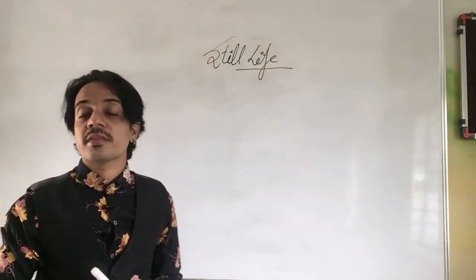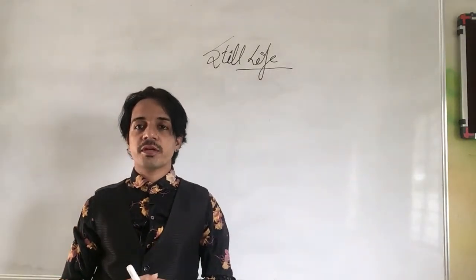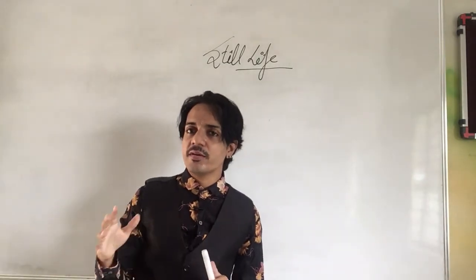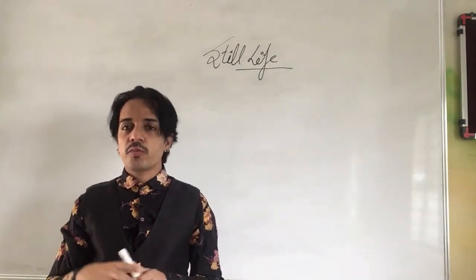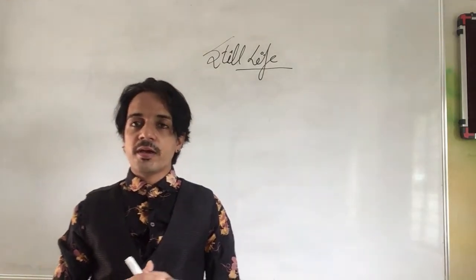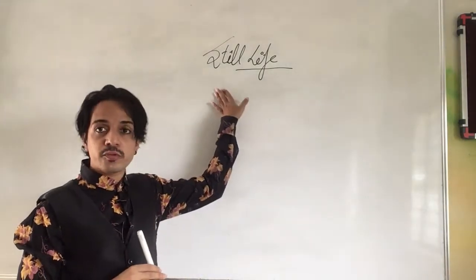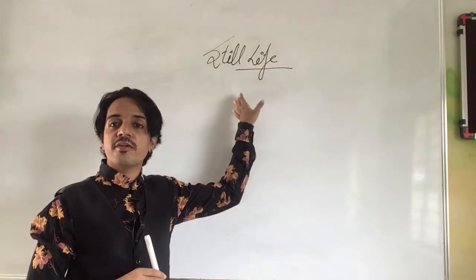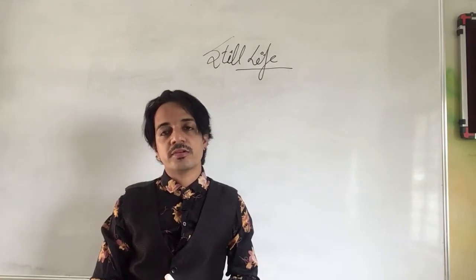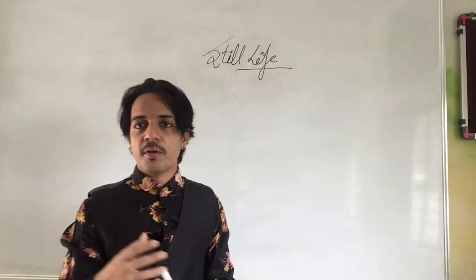Still life means the object's composition which is not moving, and we have to draw it in different angles. So what are the rules to draw the still life? Here we'll discuss some of the rules about the still life and what we need to remember while we are composing it. So here are some of the rules.